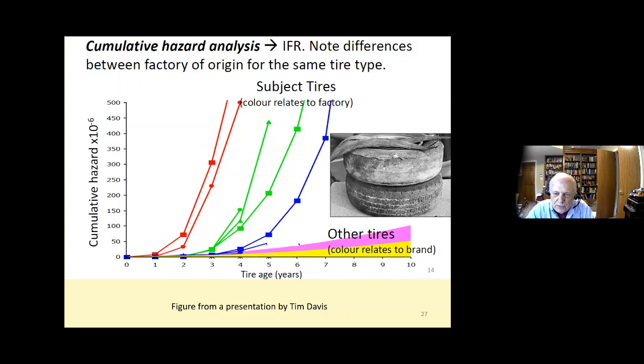On the other hand, when you look to the far right, you see what happens with other tires, the cumulative hazard estimated. So it's not nearly as bad. Again, the risk goes up after 5 or 6 years, but the risk is still relatively low. You can see how bad it is for those three factories.